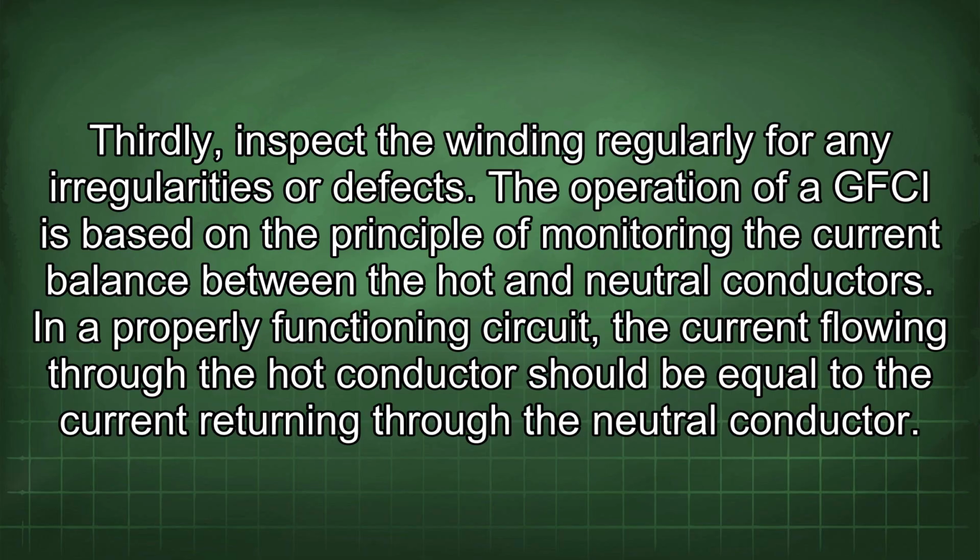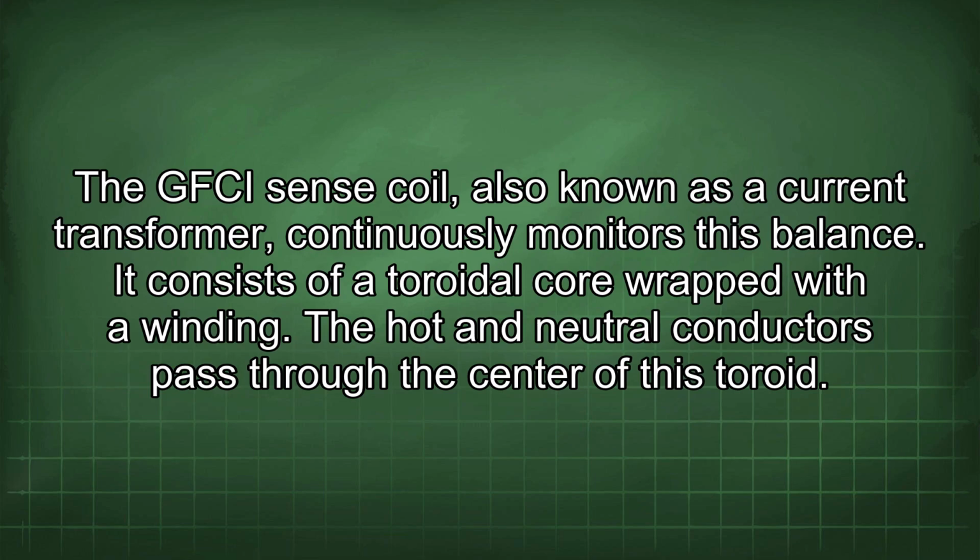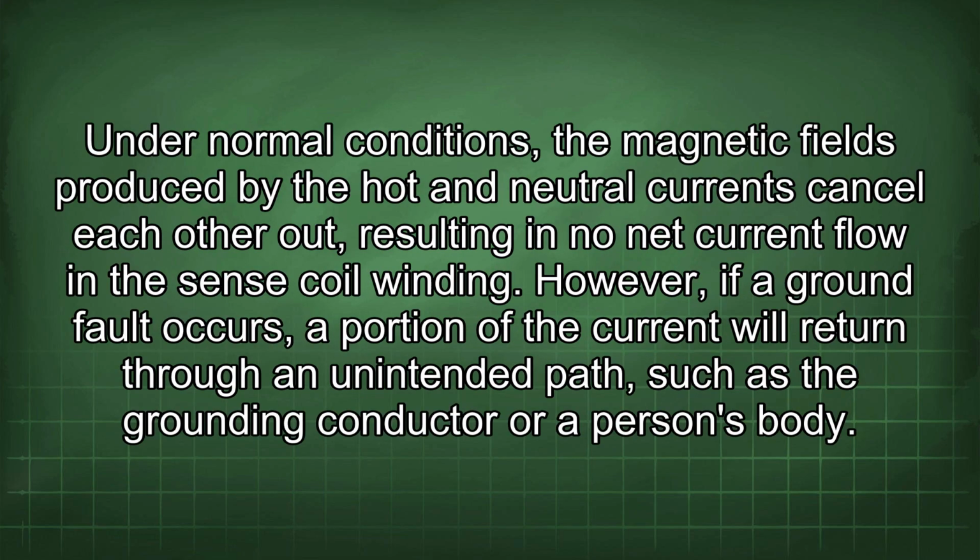The operation of a GFCI is based on the principle of monitoring the current balance between the hot and neutral conductors. In a properly functioning circuit, the current flowing through the hot conductor should be equal to the current returning through the neutral conductor. The GFCI sense coil, also known as a current transformer, continuously monitors this balance. It consists of a toroidal core wrapped with a winding. The hot and neutral conductors pass through the center of this toroid. Under normal conditions, the magnetic fields produced by the hot and neutral currents cancel each other out, resulting in no net current flow in the sense coil winding.